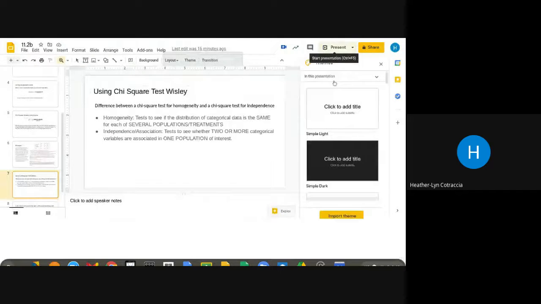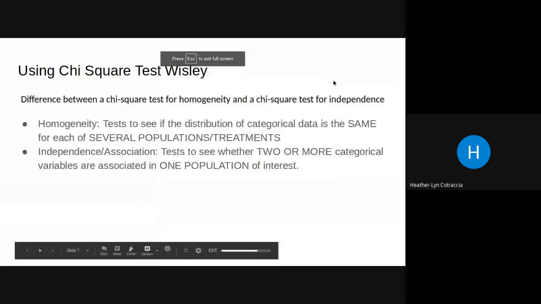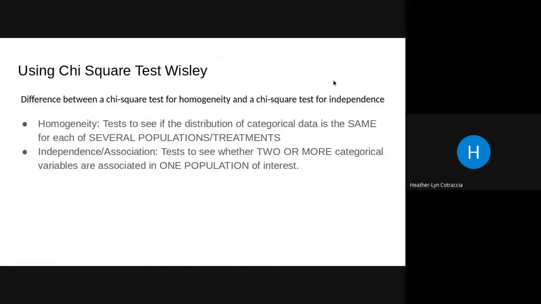Even percent at this point. Okay, so when do you use which one? There is a difference between homogeneity and independence. Pretty much for our level of statistics, whether it's AP or college, it will tell you if you want independence and association, because it will say, is there an association or is there an independence?